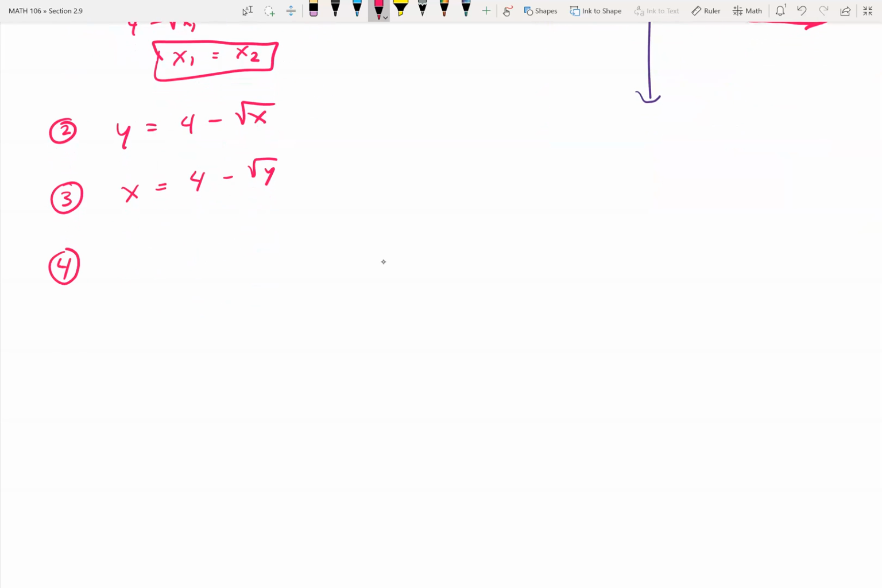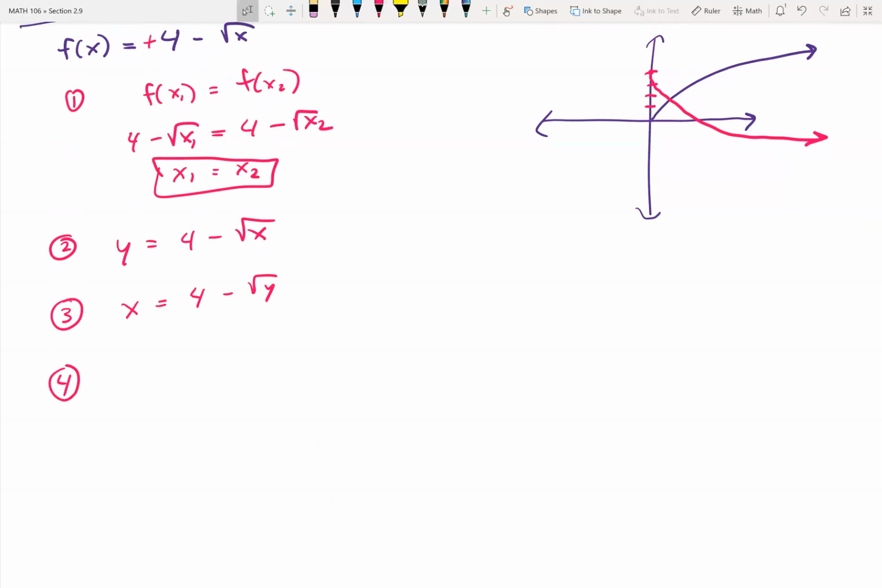Step 4 was to solve for y. All right, so I'm going to move that x over. So x minus 4 is equal to negative square root of y. I don't like that negative sign on the right-hand side, so I'll multiply everything by negative 1 and get 4 minus x equals the square root of y. And then finally, to isolate y, I'll square both sides. So we'll just have y equals 4 minus x, all squared.